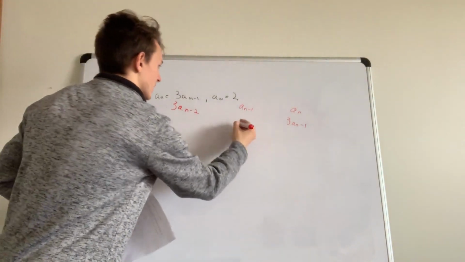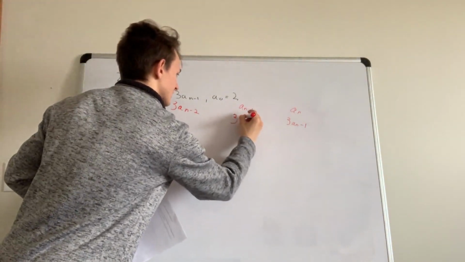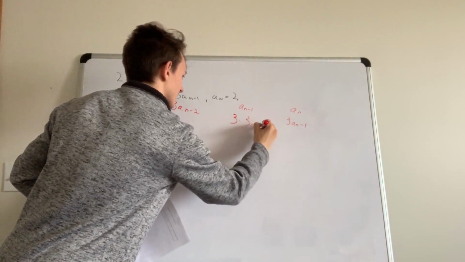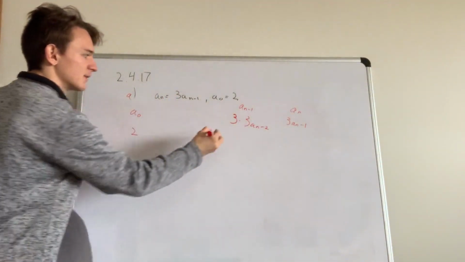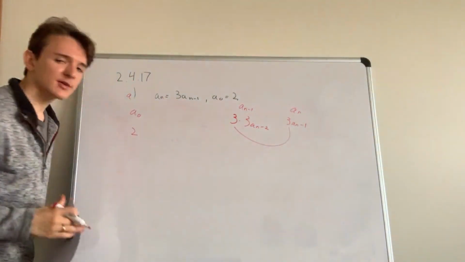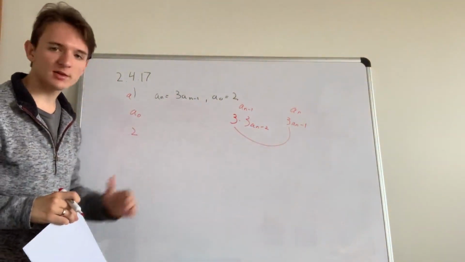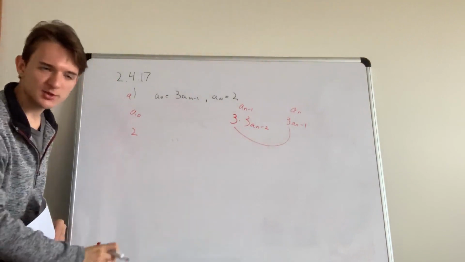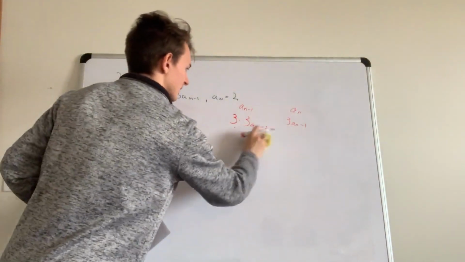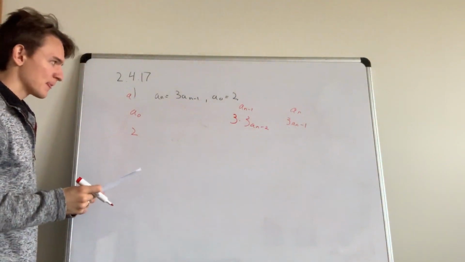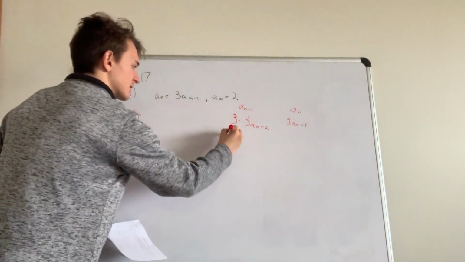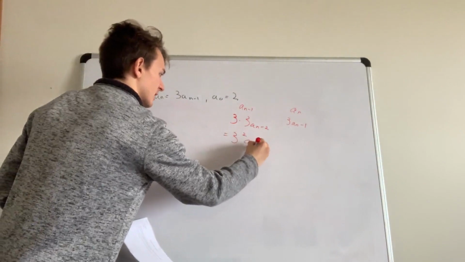Then A of n minus 1 is 3 times 3 of A of n minus 2. Everybody see that? This 3 is a remnant from the next value in the iteration, right? Nothing happens to it, so we keep it. So this just simplifies to 3 squared A of n minus 2.